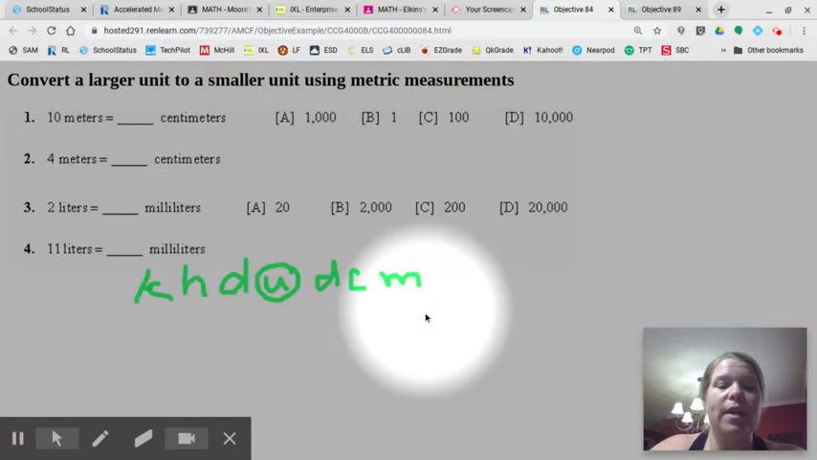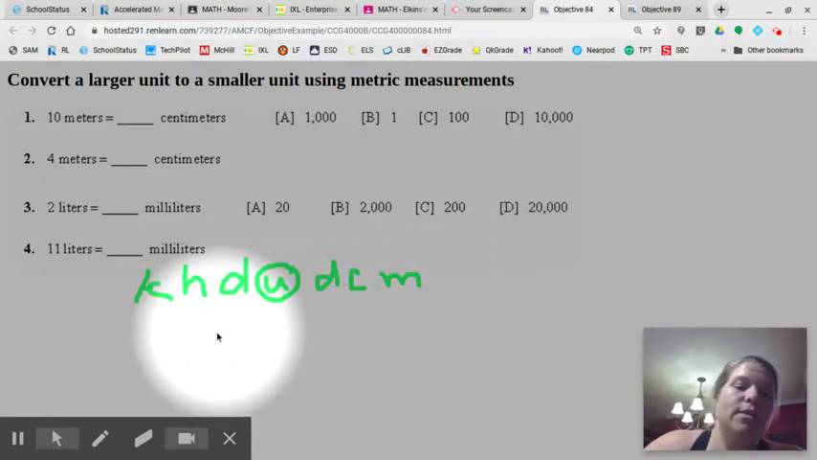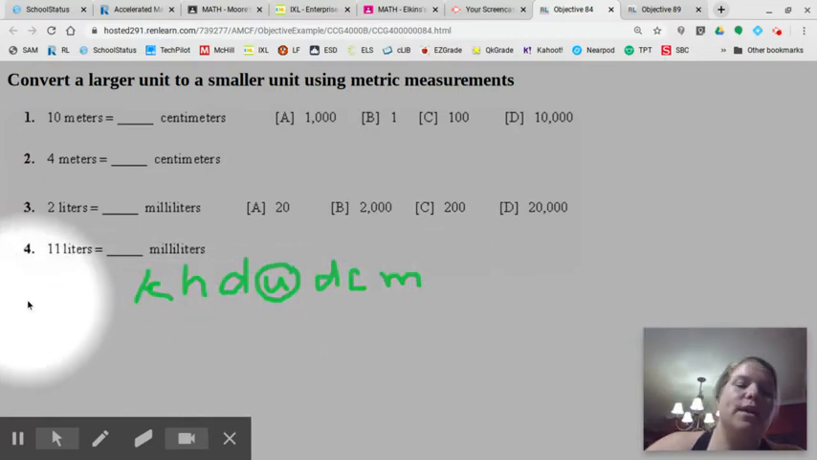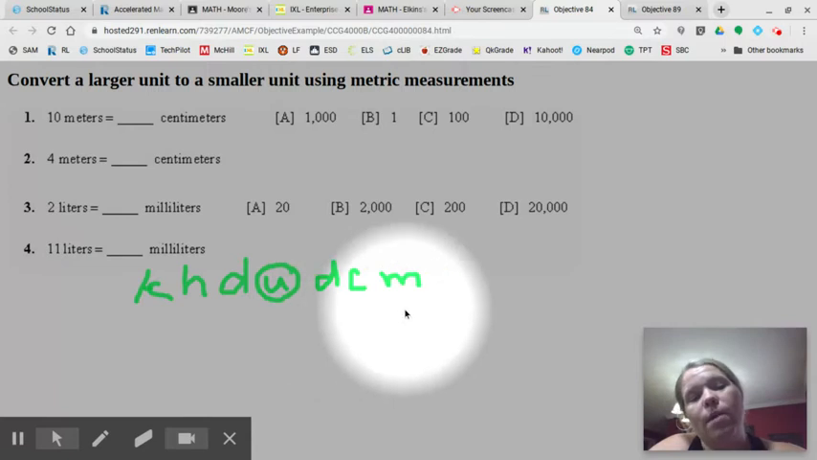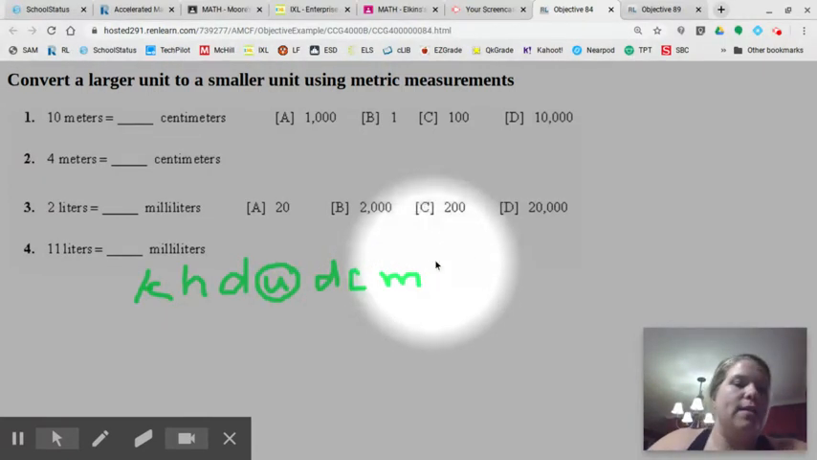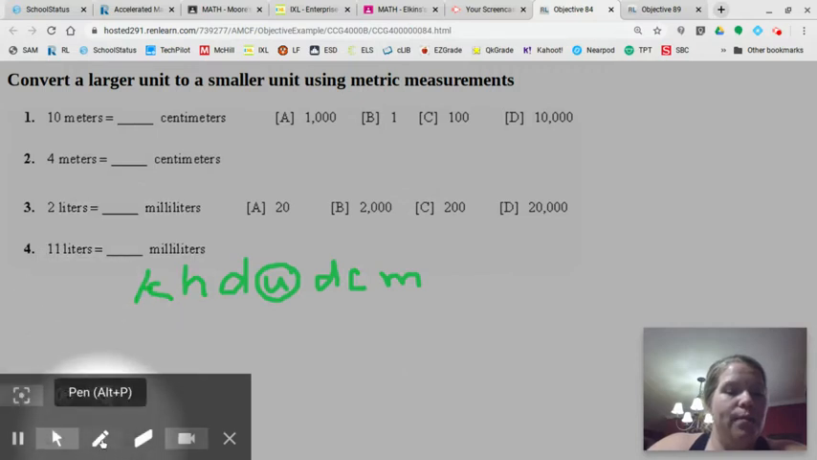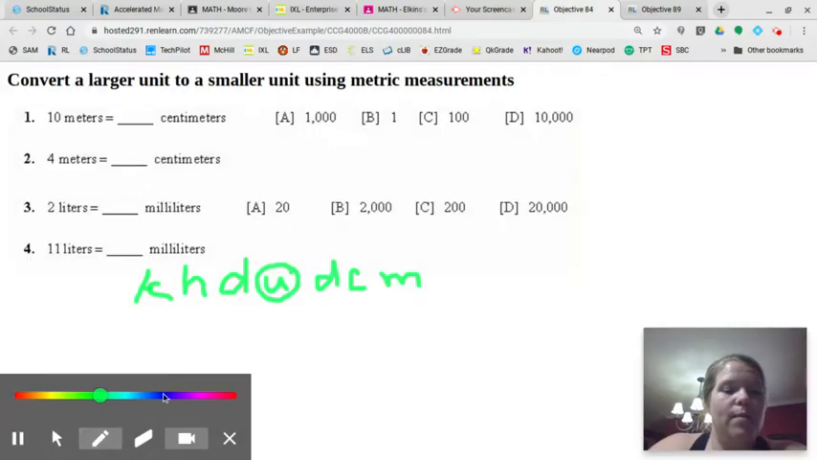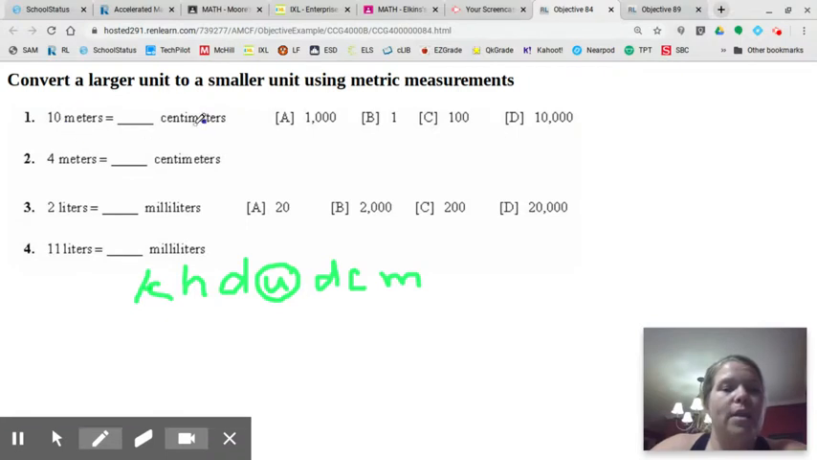So it's just like place value. The farther out to the left we go, the bigger we're getting. The farther to the right we go, the smaller we're getting. All right, so let's take a look before I run out of time. With number 1, let me get my pen here. Let's get a different color. All right, 10 meters equals how many centimeters?